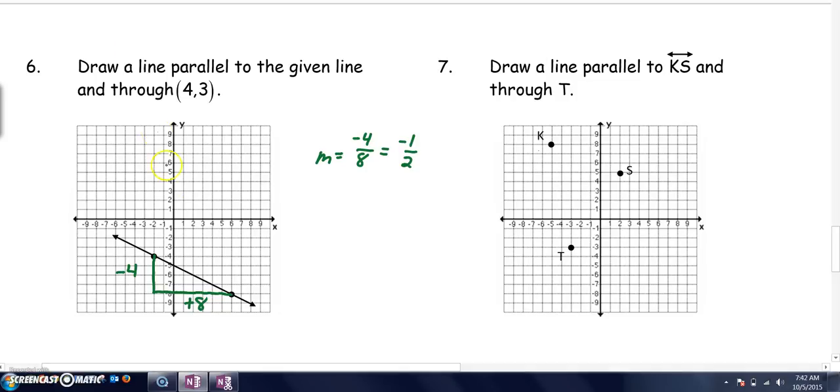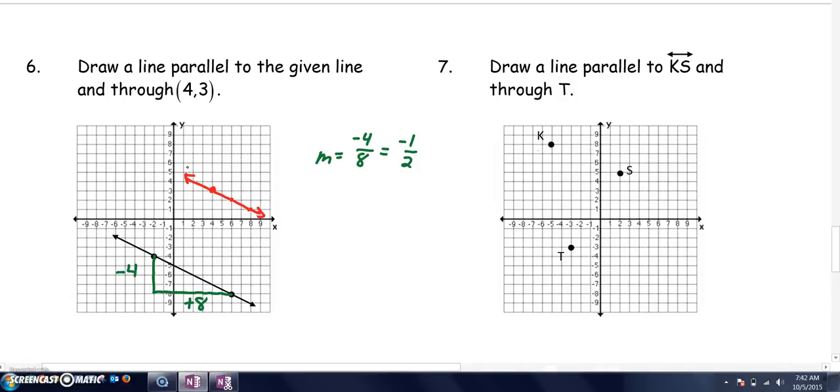So I'm going to plot my point 4, 3, and then I'm going to use my slope. So I'm going to go down 1 over 2, down 1 over 2, and then form my line with arrows on both sides, and now I have a parallel line.